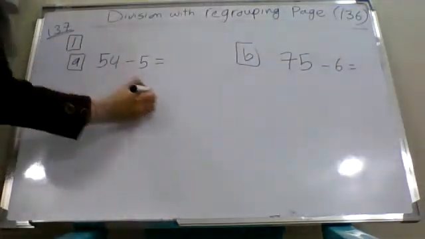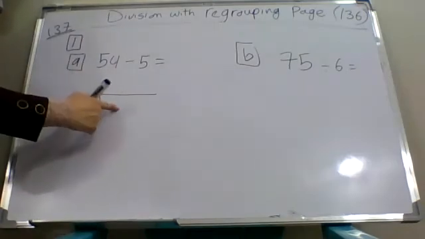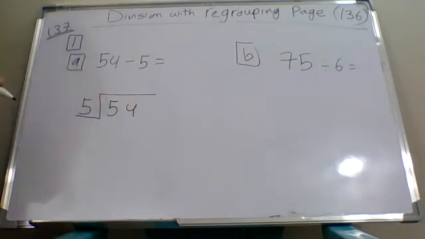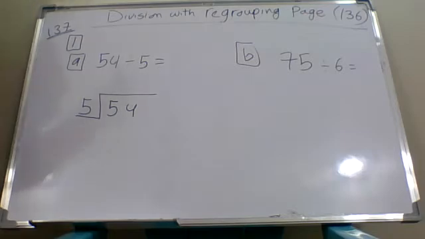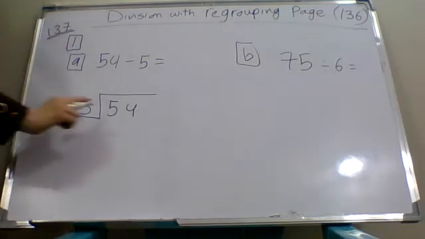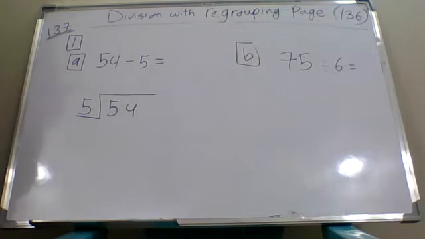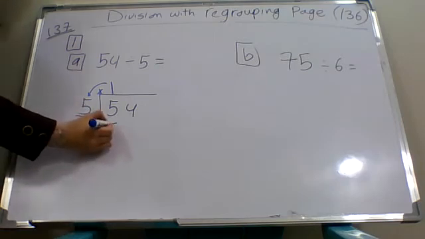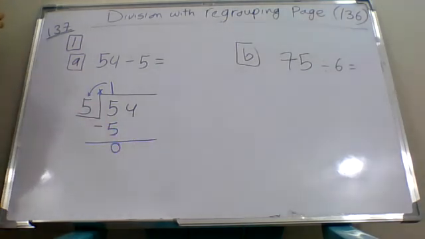Okay, the first one. I write it. Where do I have to write the 5? What do I have to write here? It's the 54. Excellent. This is very important. Focus with me, 3rd grade. How many 5 inside this 5? I have only 1 5. So write the answer on the top. 1. Multiply it. 1 times 5 equals 5. Subtract. 0.